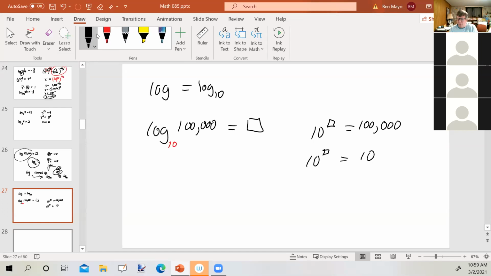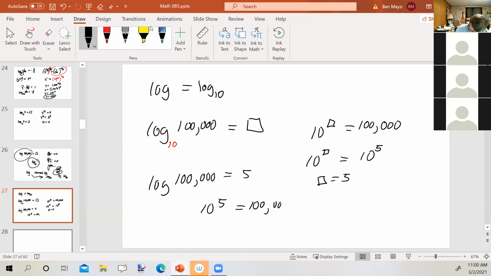If I were to write 100,000 as a power of 10, what would the exponent be? You just count the zeros, don't you? Remember that? So what is a box? It's equal to 5. So log base 10 of 100,000 equals 5, because 10 to the 5th power equals 100,000.